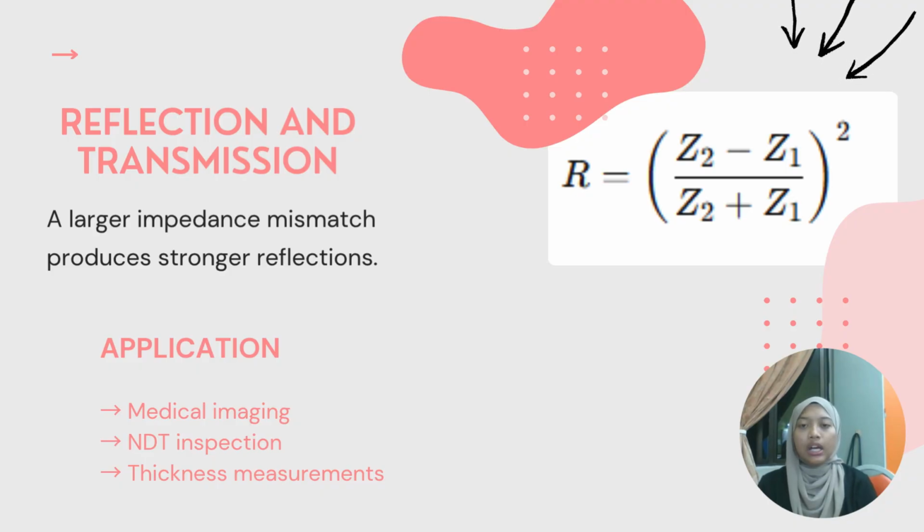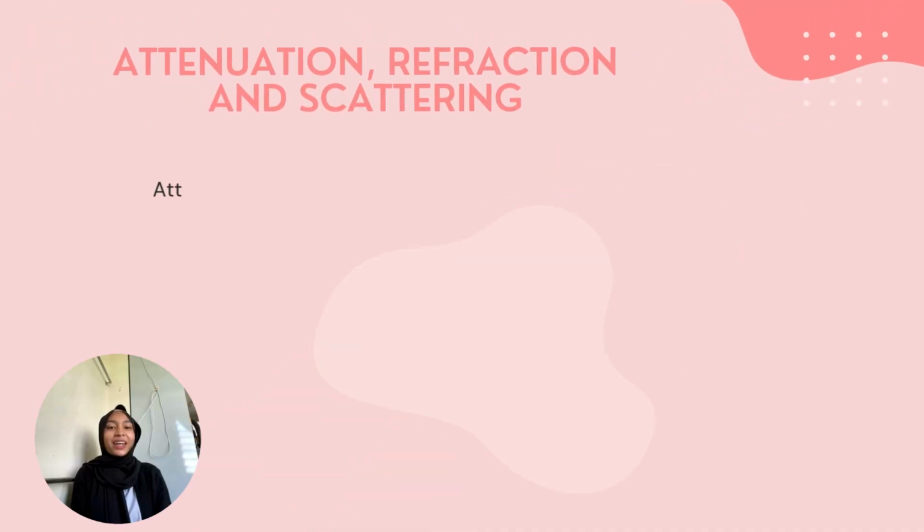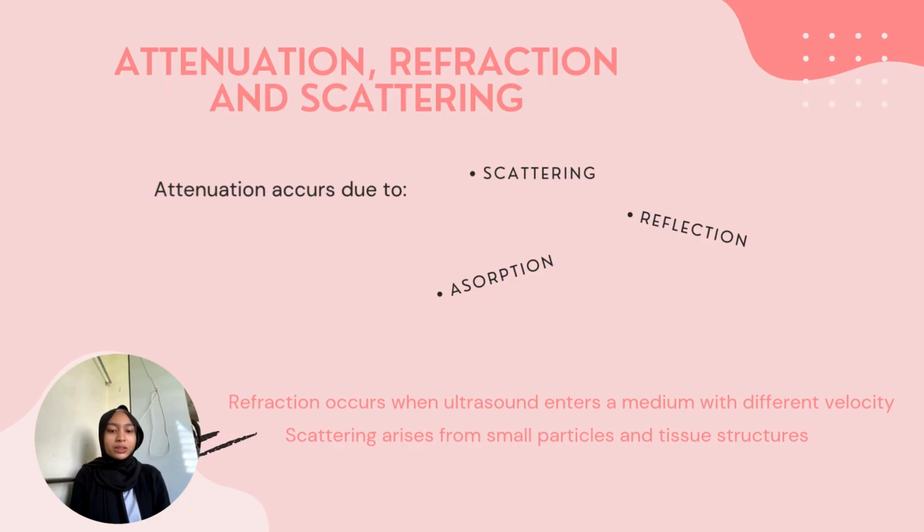Besides reflection, ultrasound wave may also experience other effects during propagation. As ultrasound waves travel through a medium, their intensity gradually decreases due to attenuation. Attenuation occurs because of absorption, scattering, and reflection loss. Refraction may also occur when waves enter a new medium at an angle, causing a change in direction. Scattering happens when ultrasound interacts with small particles or irregular structures. Understanding these effects is essential because they directly influence measurement accuracy and image quality. Next, we will look at the components of a complete ultrasound instrumentation system.